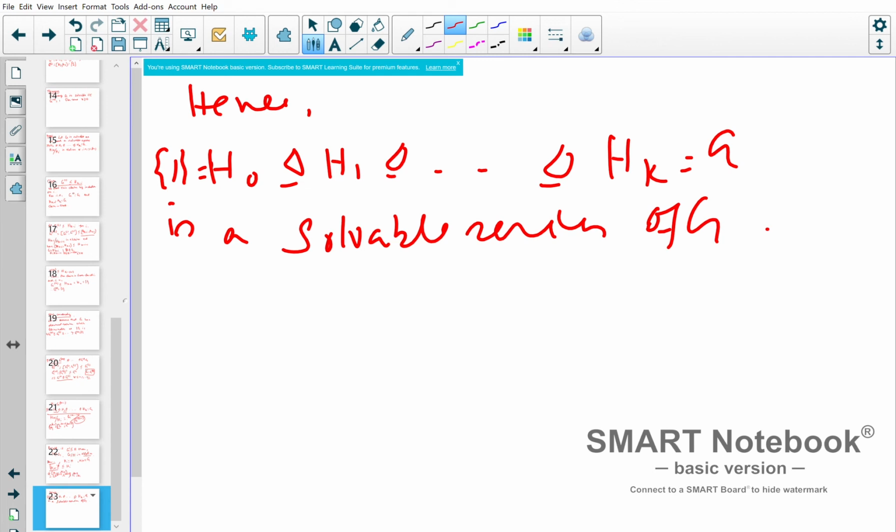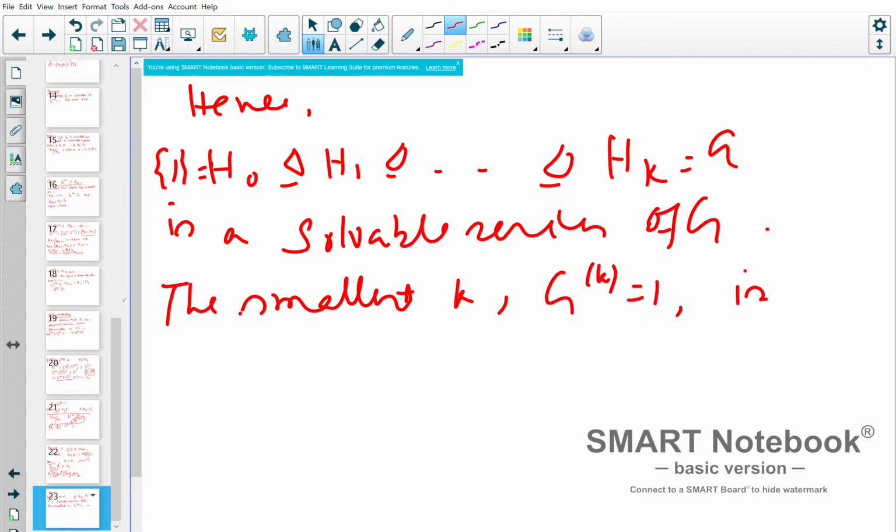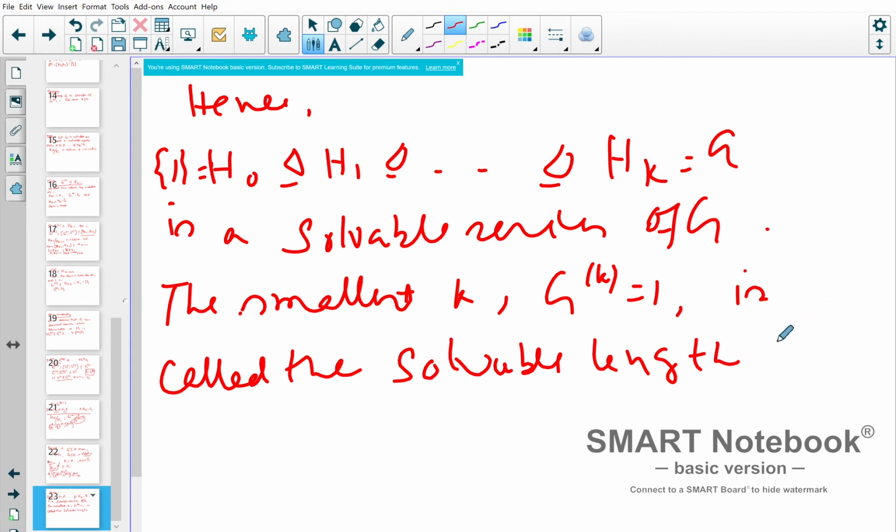So you just prove that G is solvable if and only if the derived series terminates at identity after some finite stage, and the smallest k for which Gk is identity is called the solvable length of the group G. Okay, solvable length. Clear? And this idea is going to help us in many cases.